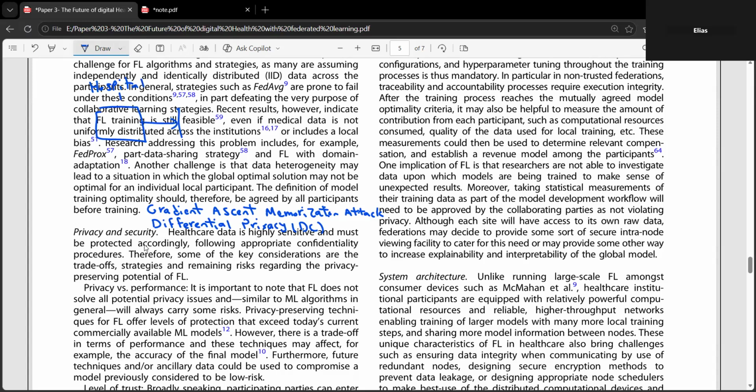So hospital one does a local training, and then we add noise to that, like Gaussian noise, a bit of error, and then we send this to the server. In that case, each node or each hospital is using a different amount of error. That makes it more difficult to figure out what was the original image that hospital one used for training.